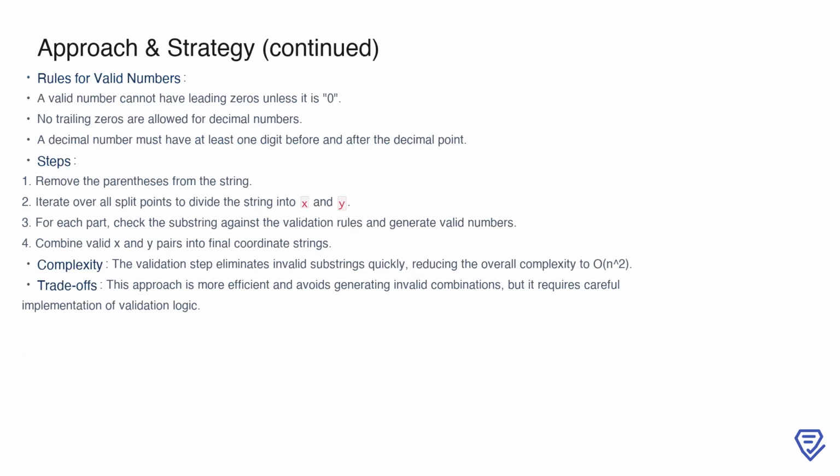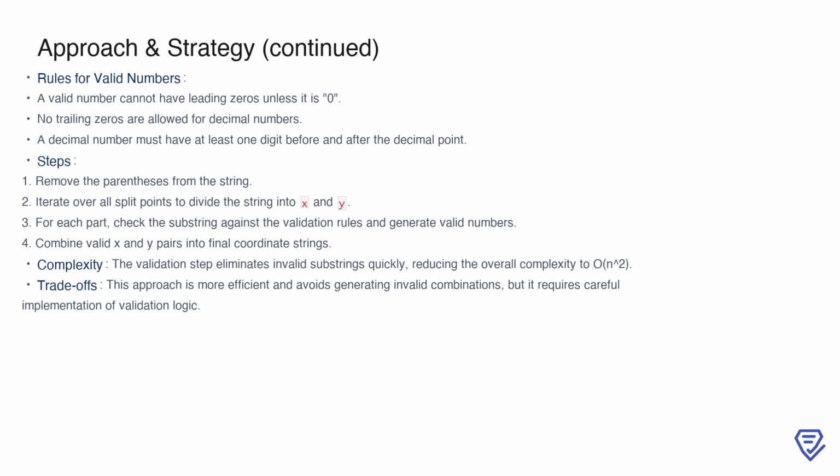To improve upon the brute force method, we use an optimized approach that incorporates validation rules to quickly discard invalid substrings. These rules ensure that numbers generated from the string meet specific criteria. For example, a valid number cannot have leading zeros unless it is a standalone zero. Similarly, decimal numbers cannot have trailing zeros, and they must always include at least one digit on either side of the decimal point. Using these rules, we refine the process.